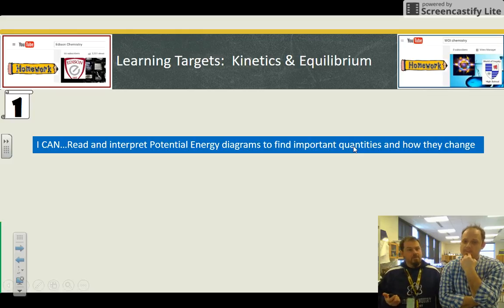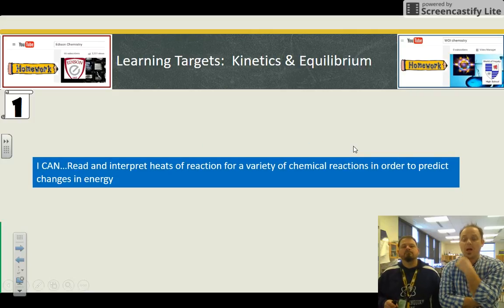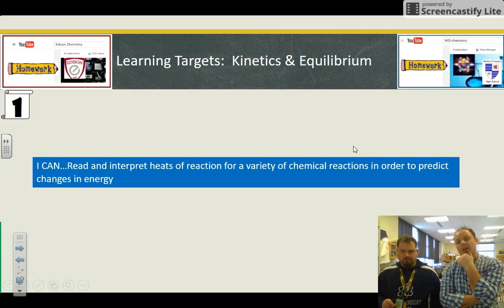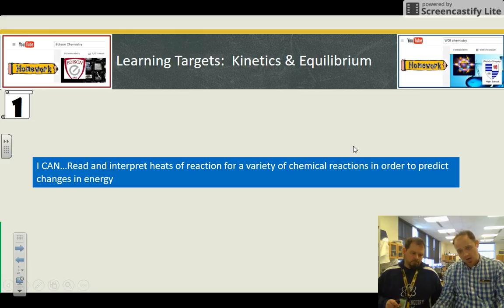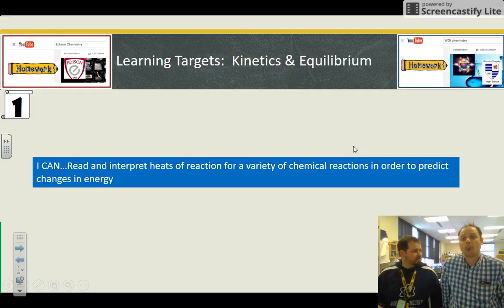You will be able to read and interpret potential energy diagrams and find important quantities hidden therein and how they change. Read and interpret heats of reaction of a variety of chemical reactions in order to predict changes in energy. There is both a reference table for this as well as the generic potential energy diagram, so you have to be able to do this in two different ways.